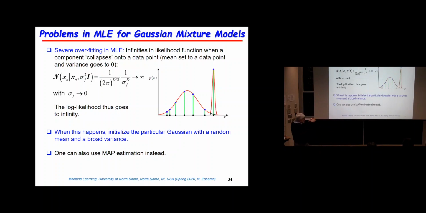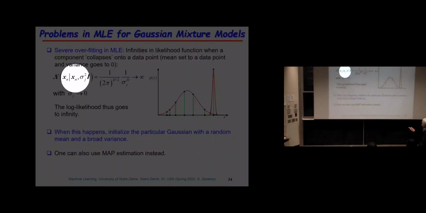So you are looking for a mixture of Gaussians, and for each Gaussian, you're looking for its components. So let's say that I give you some data points that you see here. And let's say by accident, one of the Gaussians that you're computing has its center at one of the data points.